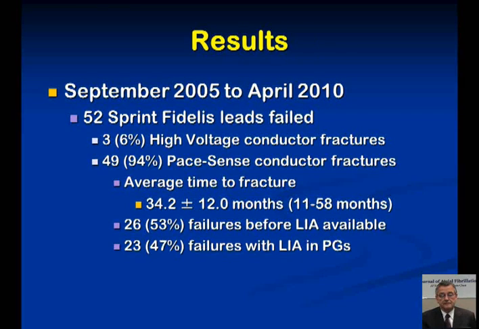Between September 2005 and April of 2010, 52 Sprint Fidelis leads failed. 3 of these were high voltage conductor fractures, which are not detected by the lead integrity alert algorithm. But 94%, 49, were pace sense conductor fractures. The vast majority were pace sense conductor fractures. The average time to fracture was 34 months. 53% of the failures occurred in leads before the LIA, or the lead integrity alert algorithm, was available, and 23, or 47%, of failures were seen in patients who had had the LIA downloaded to their pulse generators.